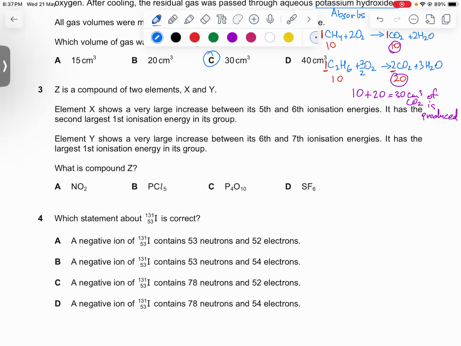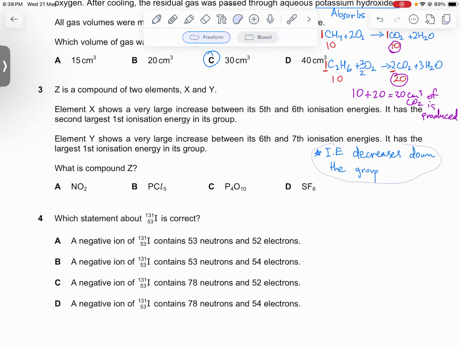Okay, so we can write that as a statement for you to remember: ionization energy decreases down the group. All right, that is the main thing.